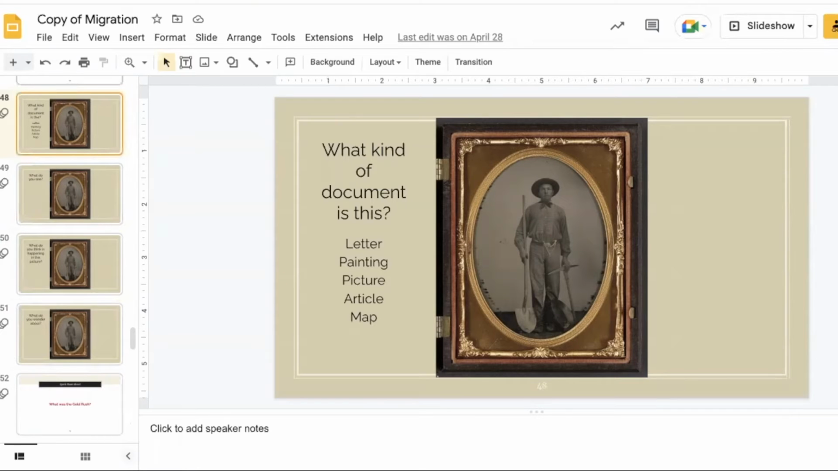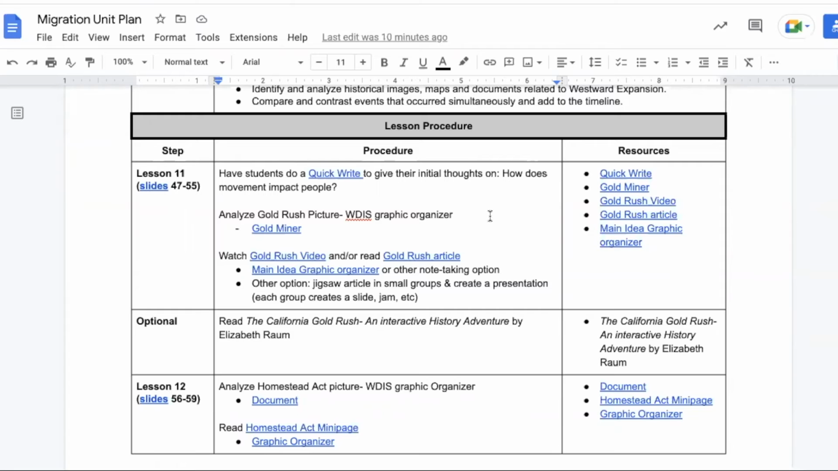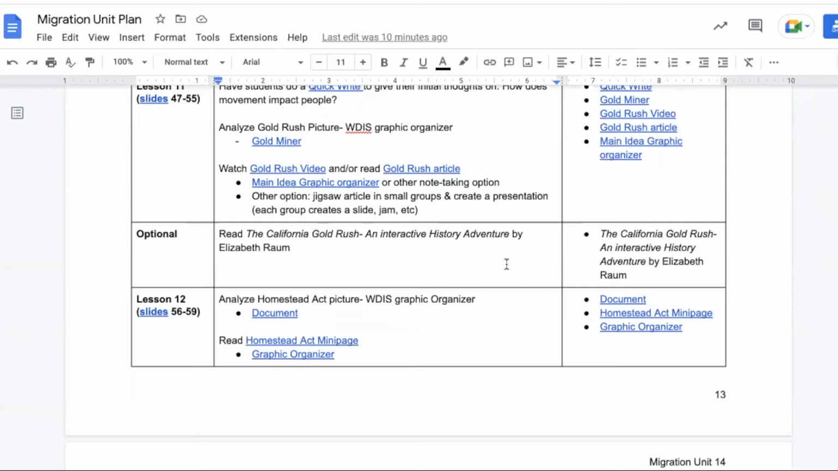Lesson 11, we do a quick write over the supporting question, and then we ask students to look at this image, identify what type it is, talk about what they notice, and then to make some predictions about who they think this person is or what he was doing. This moves into a brief conversation on the gold rush, simply what it was and why people were encouraged to move there. There's an optional read aloud called the California Gold Rush, an interactive history adventure.